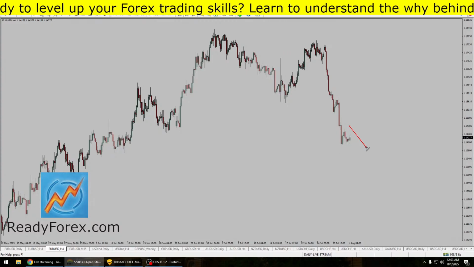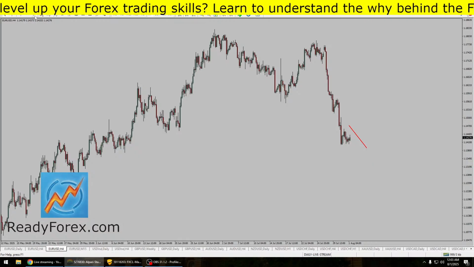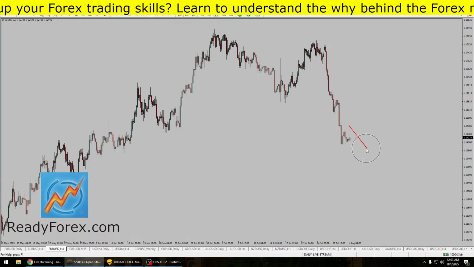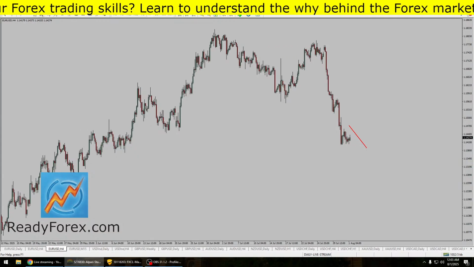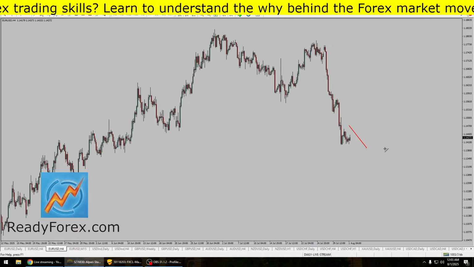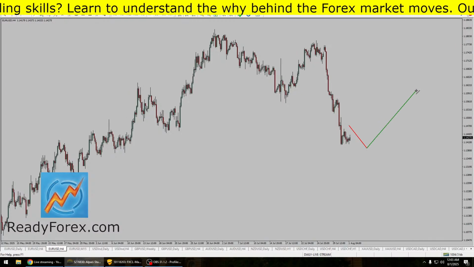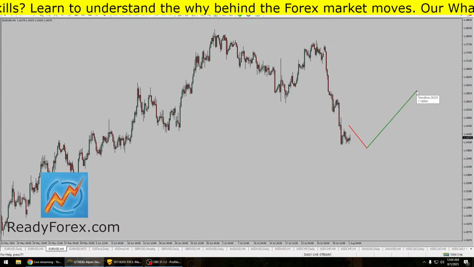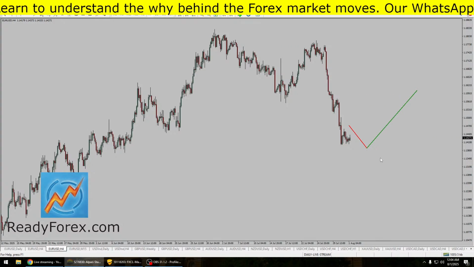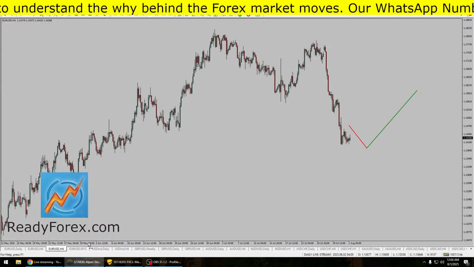After that, around, so this is the area. Let me draw a trend line. That's exactly what I'm looking for. So this is what I'm looking at inside the Euro USD currency pair.